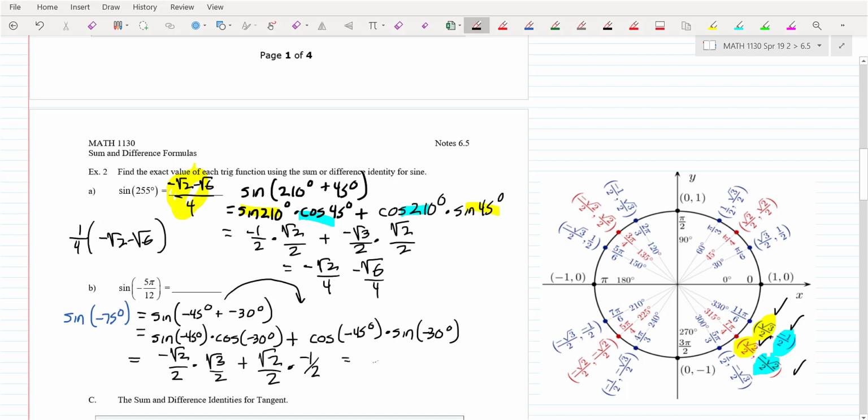All right, so when you put it together, you would get negative root 6 over 4 minus root 2 over 4, like that. And then just common denominator, you can write the answer as negative root 6 minus root 2 over 4, like that. So same type of answer, okay? It looks like the answer to those last two problems I did was basically the same, and sometimes it will be.